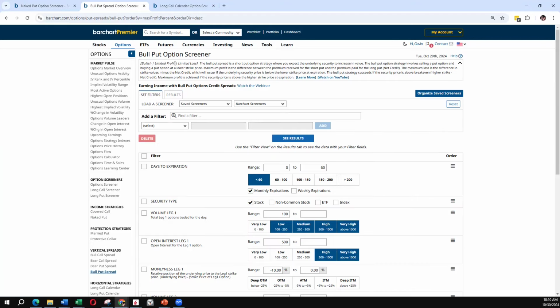So this time we're going to use our bull put spread screener. I'm going to do some similar adjustments.